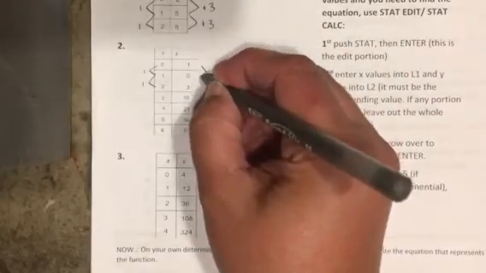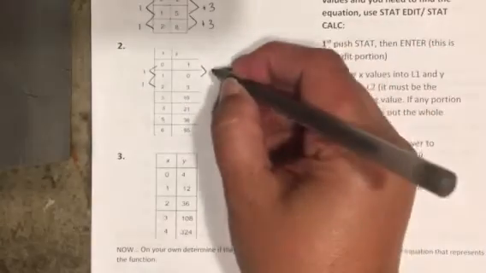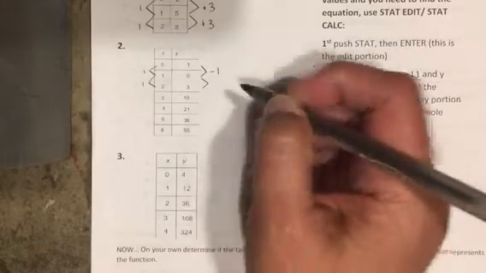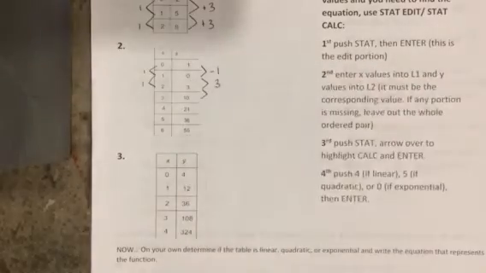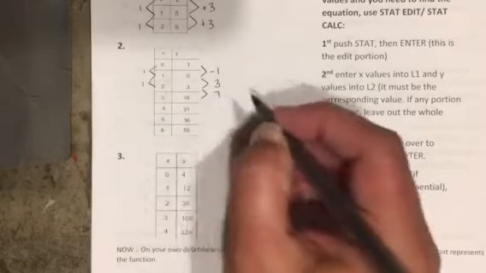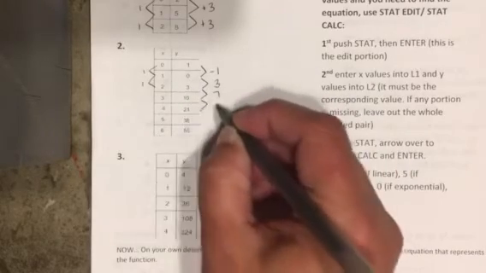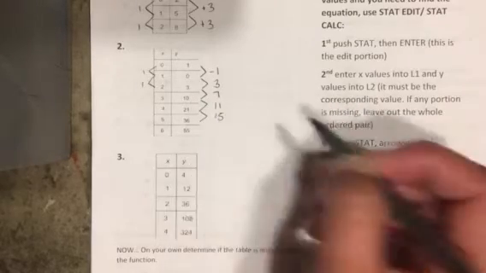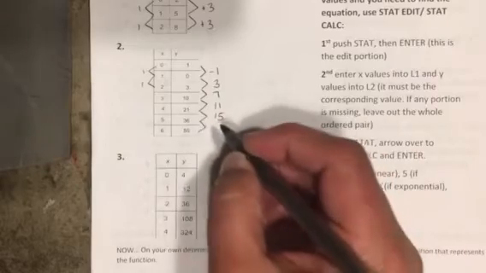First difference, 1 to 0 decreases by 1. 0 to 3 increases by 3. So we can see right off the bat, this is not going to give me a common first difference. It's not increasing by the same amount, but we need to still keep going. 3 to 10 is 7. 10 to 21 is 11. 21 to 36 is 15. And 36 to 55 is 19.